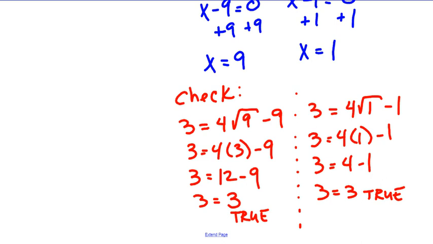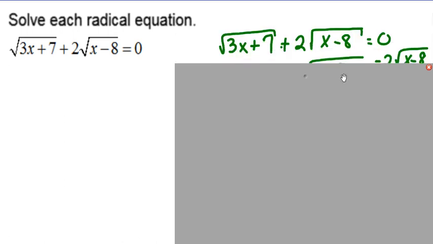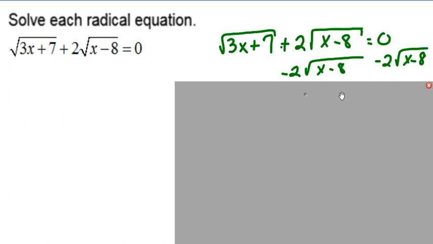Let's take a look at another. Here we've got the square root of 3x plus 7 plus 2 times the square root of x minus 8 equals 0. When we're solving radical equations, if we have two radicals on the same side of the equal sign, we want to separate them and move one to the other side. So in order to do this, I could subtract 2 times the square root of x minus 8 from each side of my equation.